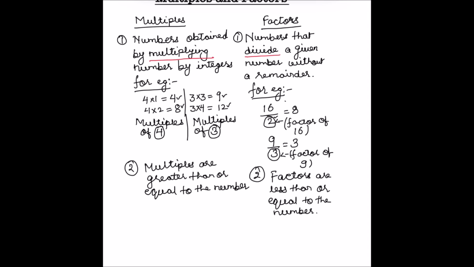Another very important difference between multiples and factors is that multiples can be infinite. We can multiply a given number by infinite numbers to get an infinite number of multiples. So multiples are infinite. On the other hand, factors of a given number are finite. That means there will be a limited number of factors for a given number.